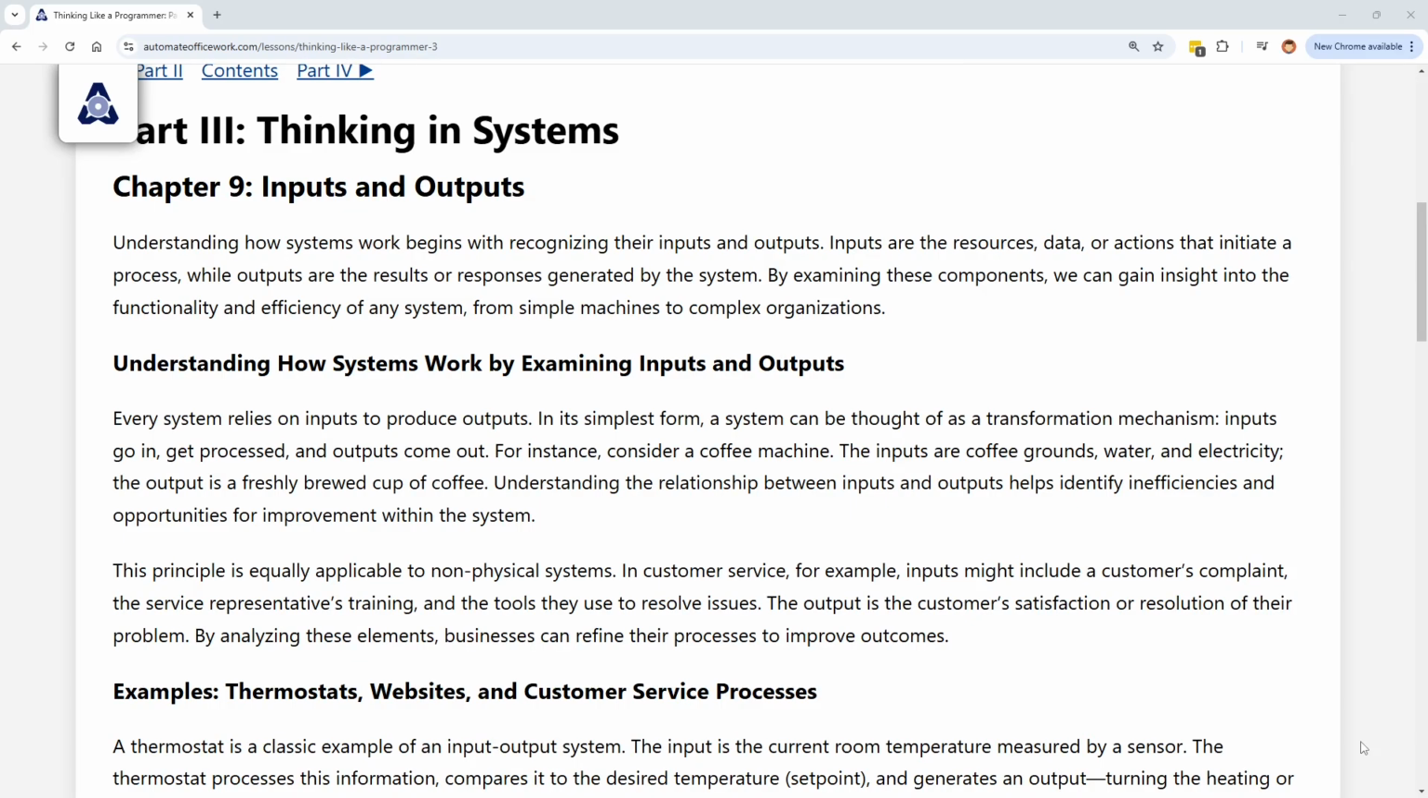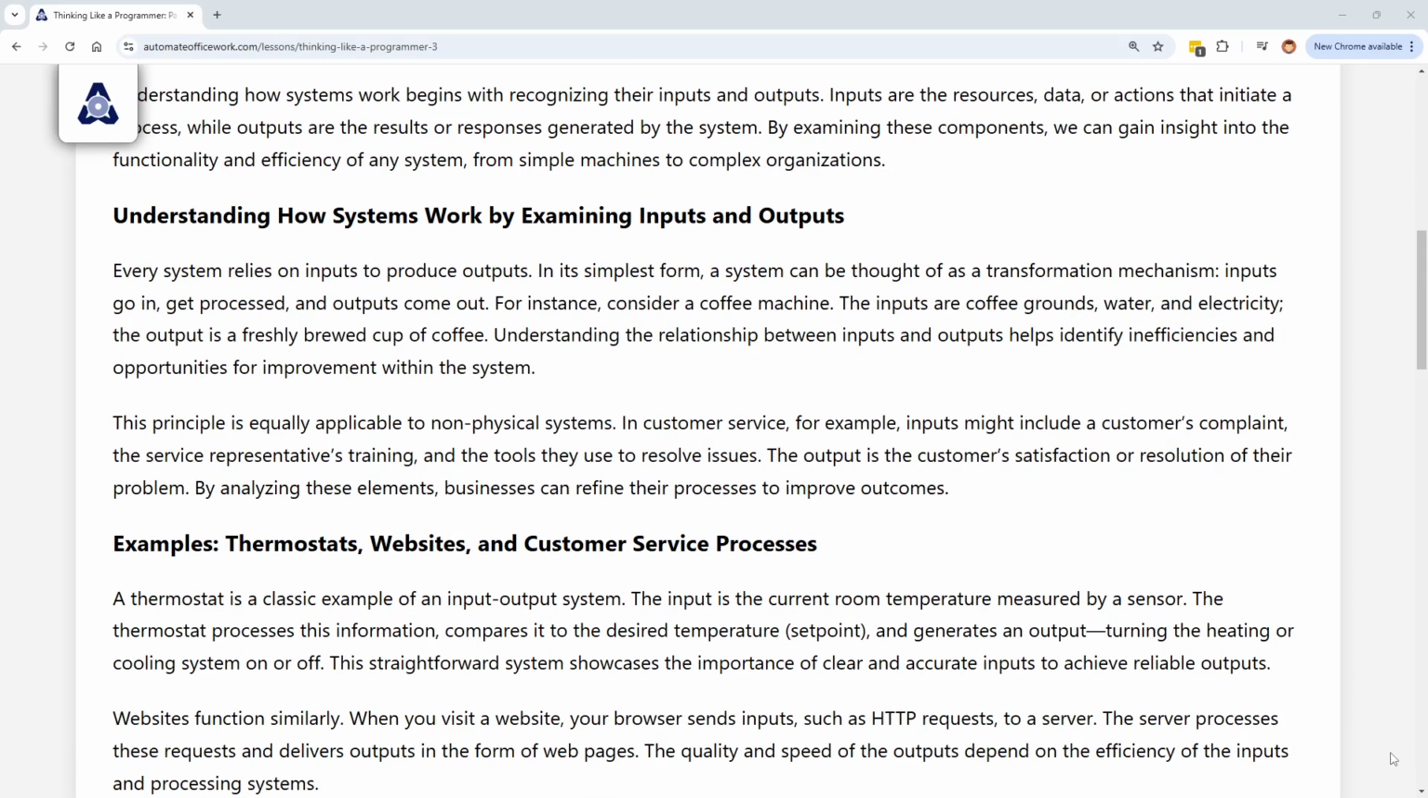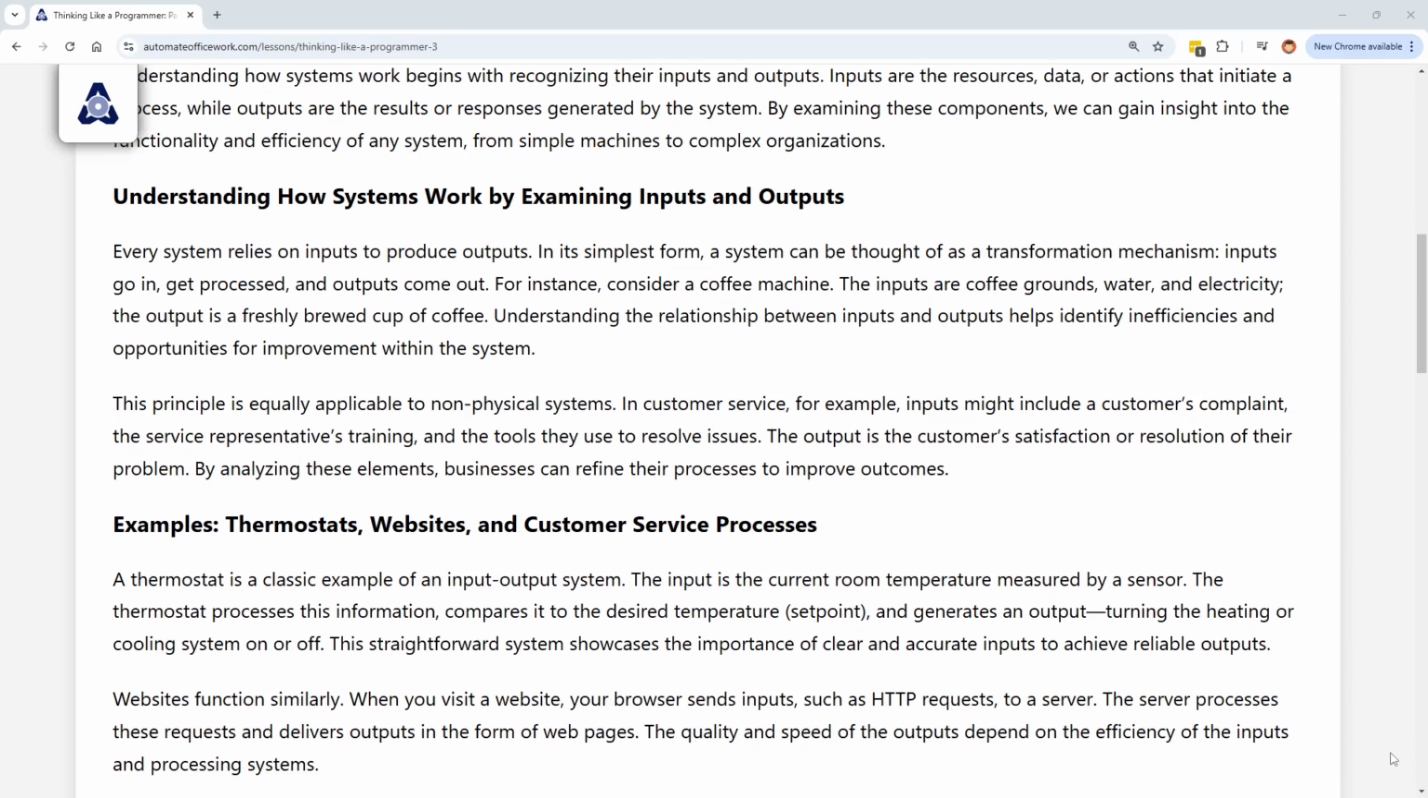Understanding the relationship between inputs and outputs helps identify inefficiencies and opportunities for improvement within the system. This principle is equally applicable to non-physical systems. In customer service, for example, inputs might include a customer's complaint, the service representative's training, and the tools they use to resolve issues. The output is the customer's satisfaction or resolution of their problem. By analyzing these elements, businesses can refine their processes to improve outcomes.